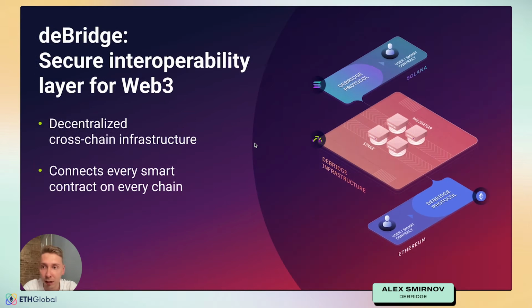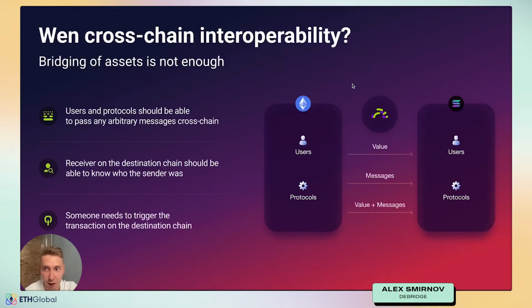So let's get started. deBridge is a secure interoperability layer for Web3. The point is that we provide infrastructure that allows to interconnect any smart contract in any blockchain. So deBridge protocol enables seamless cross-chain transfers of value and messages across different chains. In order to pass messages between different smart contracts, you just need to interact with the deBridge protocol smart contract, which is deployed in every blockchain supported by our infrastructure.